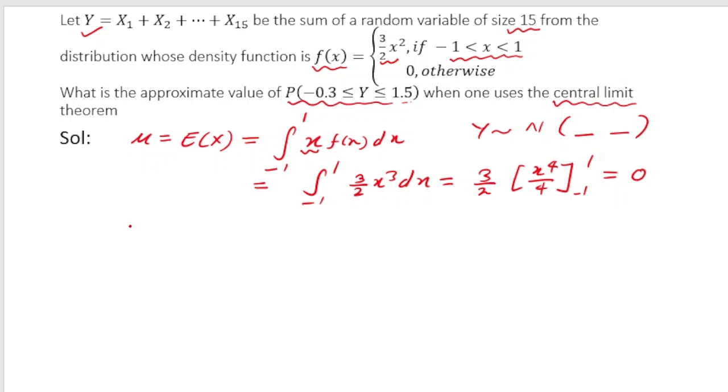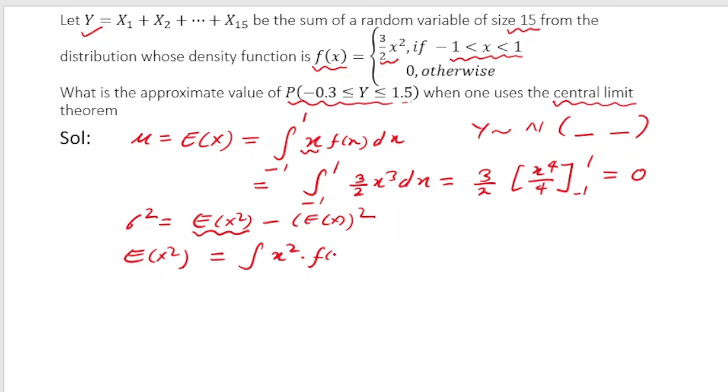And what is the variance? How do you calculate sigma square, the variance? To calculate the variance, you calculate the expectation of X square minus expectation of X whole square. So first we need to calculate the expectation of X square. It is equal to the integral of x square into f of x dx, and the limits of integration are -1 to 1.